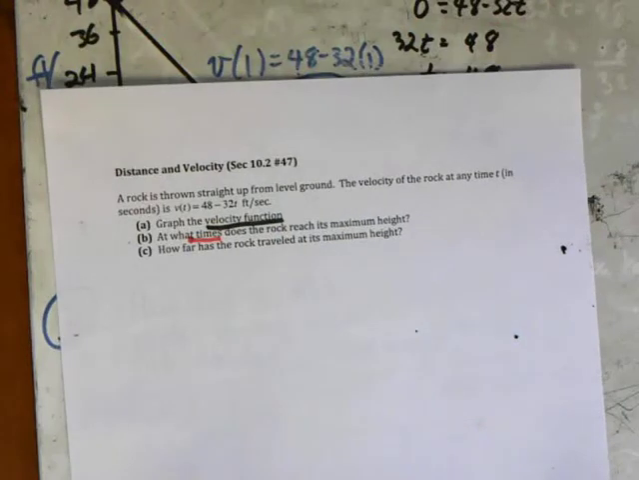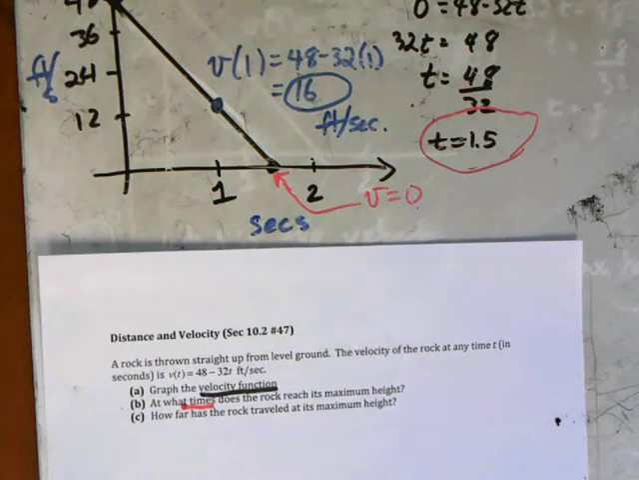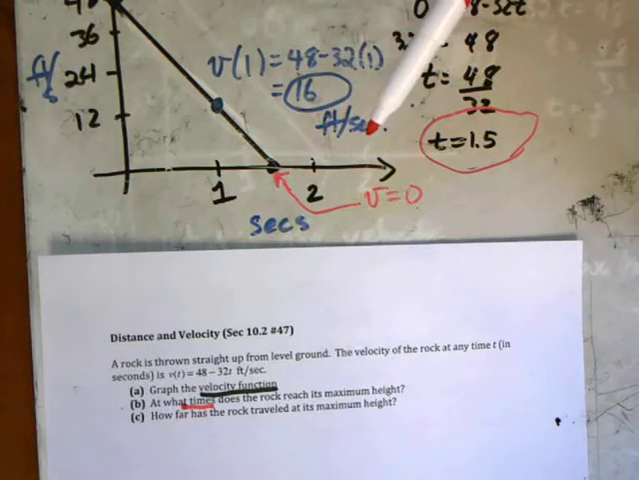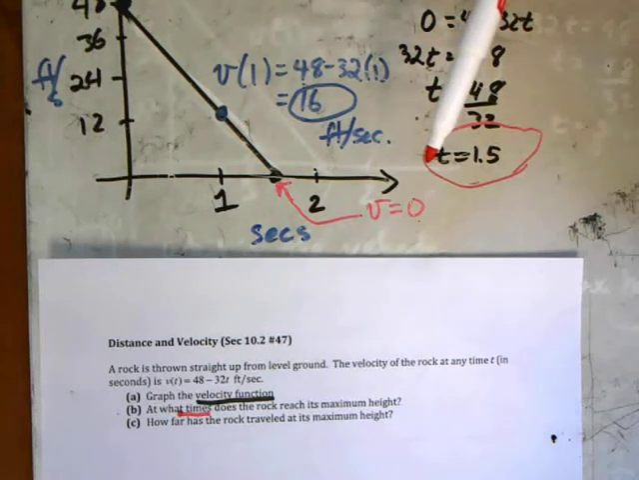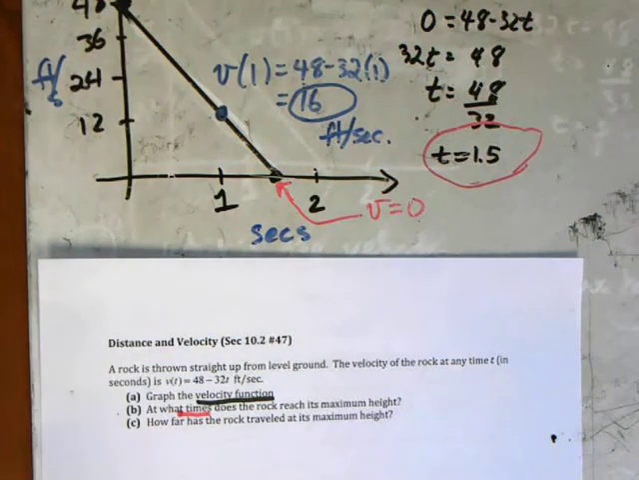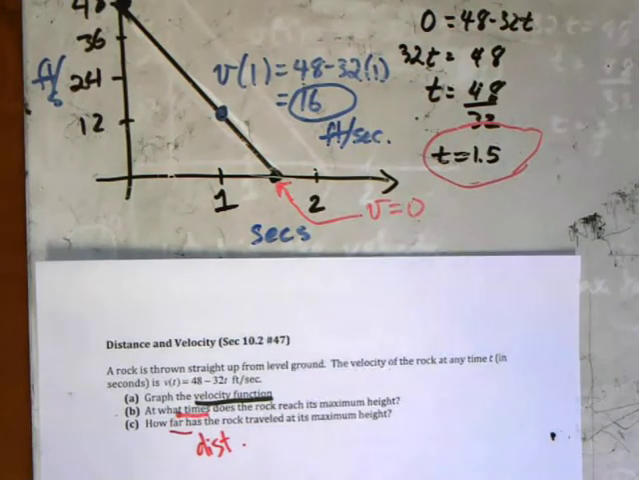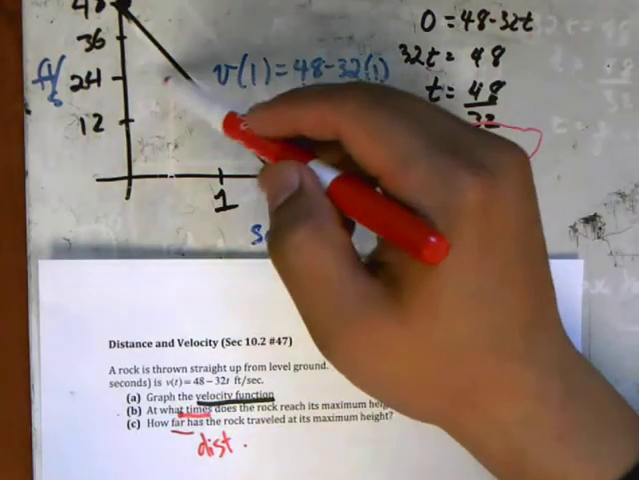And let's look at the last part here. How far has the rock traveled at its maximum height? Okay, so this is somewhat of a tough question because it's asking us how far has it traveled. And notice, as we look at this graph, this is a graph of velocity. It does not tell us anything about position. So we have to solve everything using only the velocity as our given. If we think back a little bit, the word far here represents distance. If we wanted to find distance, then we would have to find the area under the velocity curve.